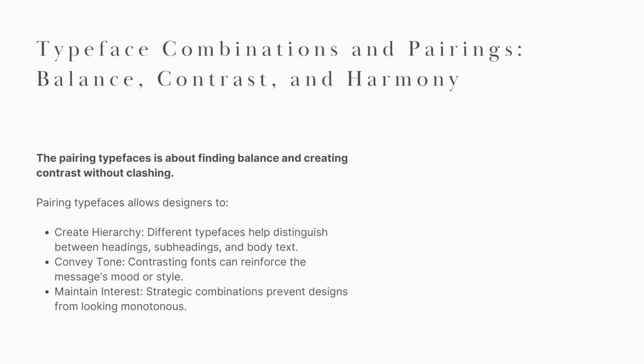All right, so how do we pair all of this? So we want to create a little bit of balance and contrast, but we don't want the pieces to clash. When you pair a typeface, it's going to allow you to create a sense of hierarchy. You're going to be able to distinguish between the headers, subheaders, and the paragraphs. It's going to help you set the tone, mood, and style of the piece, and it's also going to help maintain interest for the viewer, because if you have a little bit of a balance between the design typefaces, it's going to stop your piece from being and feeling monotonous.